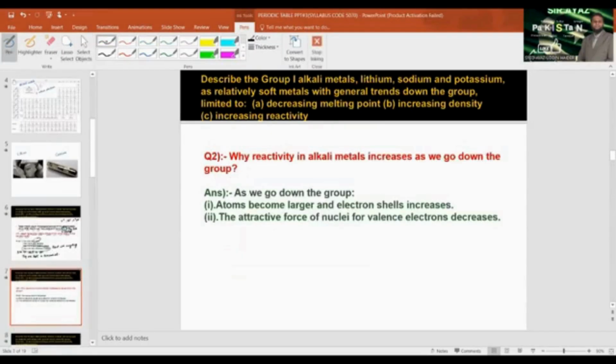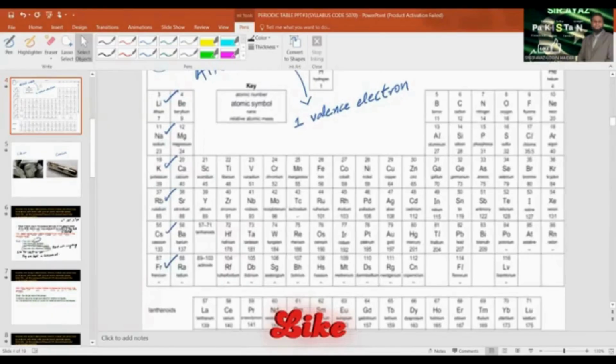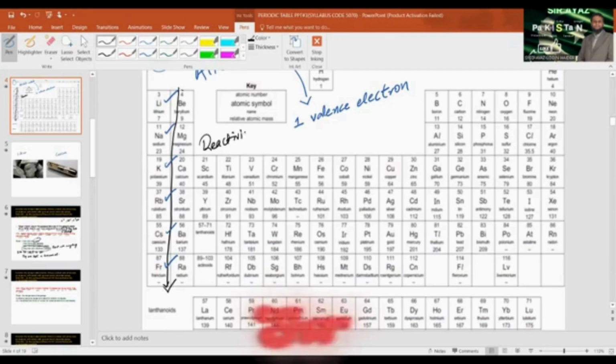Okay, here's the question. Why does reactivity in alkali metals increase as we go down the group? So let's come back to this periodic table. If you look at this periodic table, and if we talk about the trend in alkali metals, as you go down the group from lithium, sodium, potassium, rubidium, cesium, and francium, the reactivity increases. So down the group, the reactivity increases.